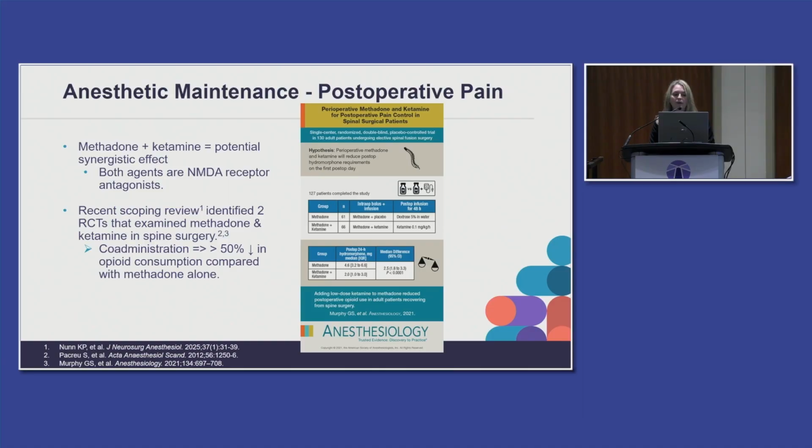A recent scoping review identified 2 randomized controlled trials. One by Dr. Murphy's group is shown here on the right-hand side, but 2 trials that examined methadone in combination with ketamine in spine surgery specifically, and they found that overall co-administration led to a greater than 50% decrease in opioid consumption compared even with methadone alone.